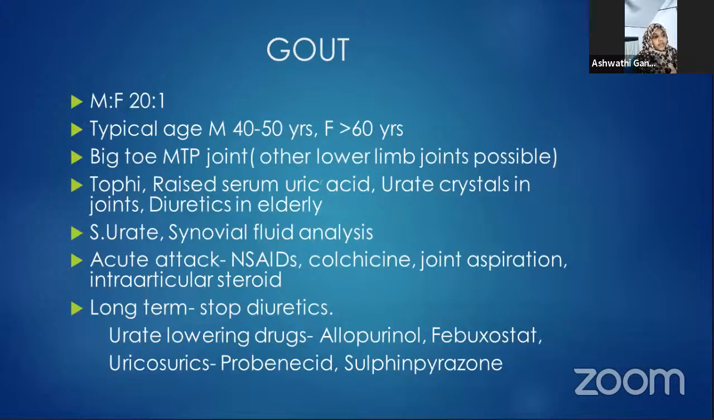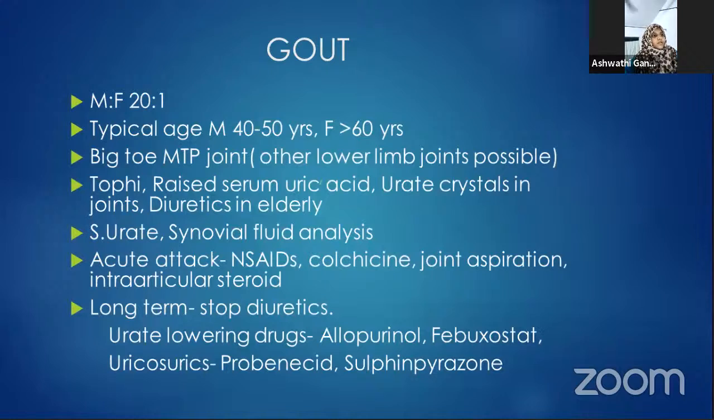Episodes more than one or two, more than 2 episodes in 1 year, we can start. And if there is evidence of renal damage, nephrolithiasis, then we can start urate lowering drugs. Then uricosurics are only given in low urate excretors.